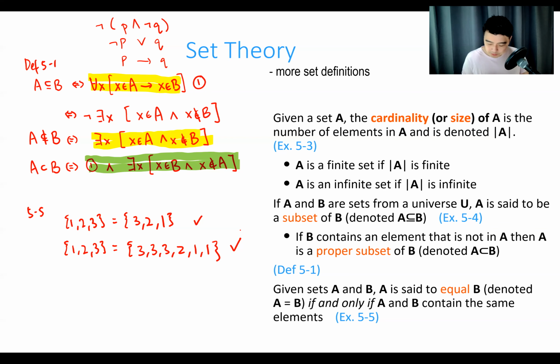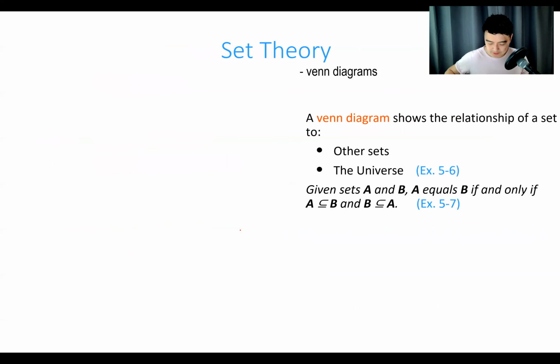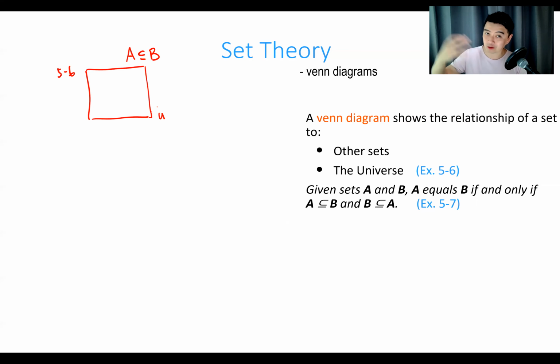Okay, so the next thing that I want to point your attention to is a Venn diagram. A Venn diagram shows the relationship of a set to other sets as well as the universe. Venn diagrams, again, probably are something that you've seen before in math courses. I'll give you a very simple example of a Venn diagram. In this case, we have the relationship A is a subset of B. The first thing we have is kind of like a universe. We're going to label this as U. This is like our universe. These are all the objects that you can think of. They can be any objects.